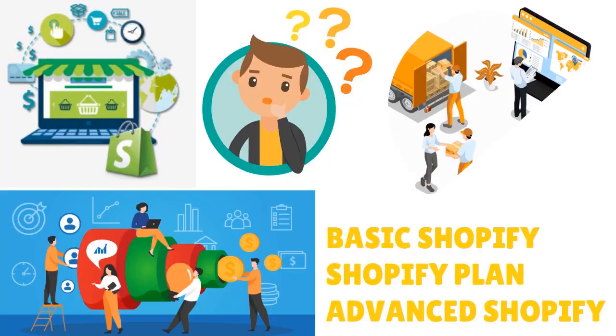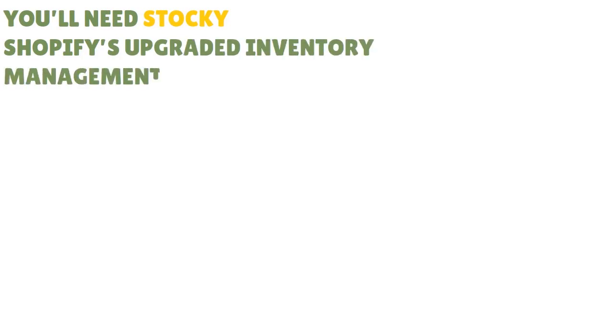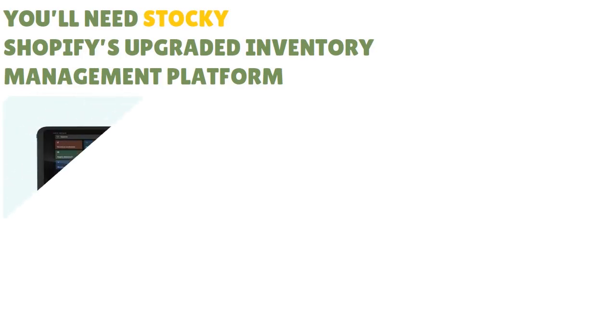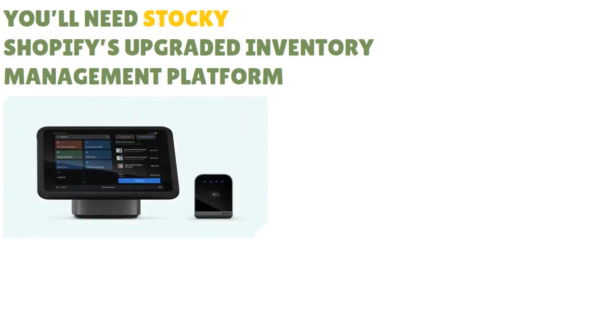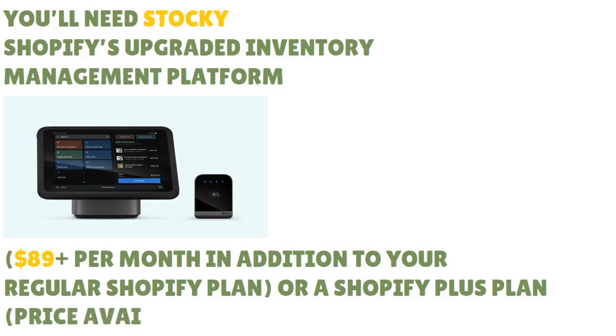If you want to get the best inventory management that Shopify has to offer, you will need something called Stocky. Oh yeah, you need Stocky. So Stocky is Shopify's upgraded inventory management platform. Unfortunately, Stocky is only available if you sign up for a Shopify POS Pro plan. So that's a point of sale Pro plan, which is what? It will cost you $89 per month, in addition to your regular Shopify plan or Shopify Plus plan, prices available upon request.